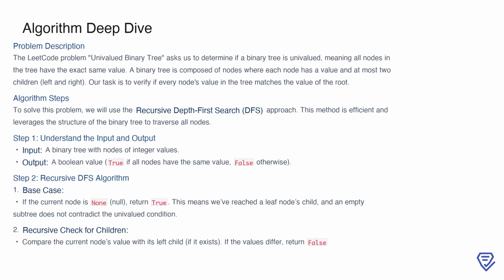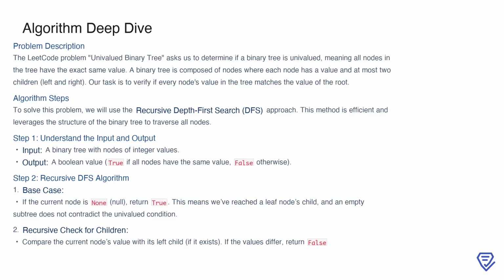The problem we're solving is called Univalued Binary Tree. The goal is to determine whether all nodes in a given binary tree have the exact same value. A binary tree consists of nodes where each node holds a value and has up to 2 children, left and right. To check if the tree is univalued, we need to ensure that every node's value matches the value of the root node. To achieve this, we'll use a recursive depth-first search, or DFS, approach. This algorithm is well suited for tree traversal because it systematically explores each branch of the tree.